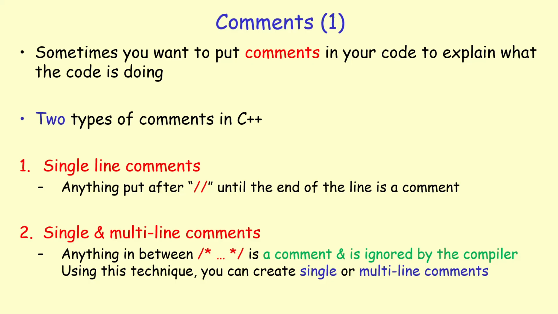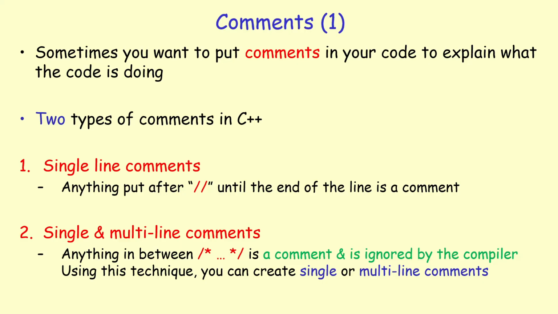We are now moving on to comments. Sometimes as a programmer, you'd like to put comments in your code to explain what the code is doing. From the compiler's perspective, comments have no meaning. They're just ignored. They're there to remind you, when you look at your program later on, what you were actually trying to do in that code. So it is a good way to put additional information into the code so that when you look at it later, you understand what the code is doing.